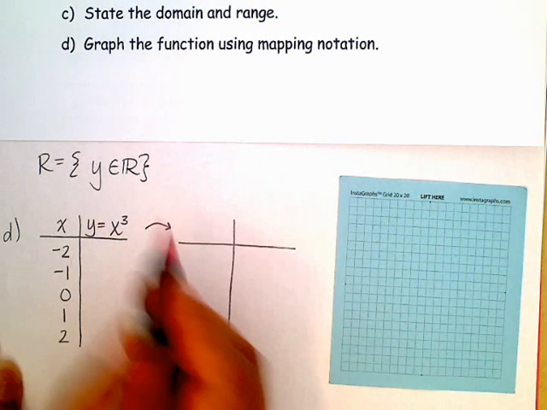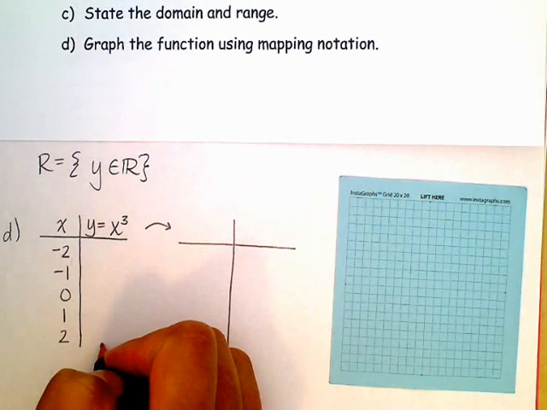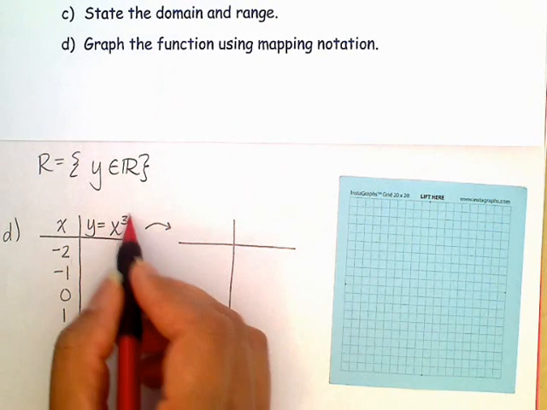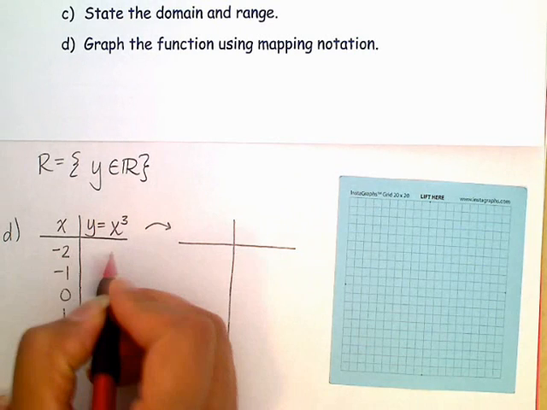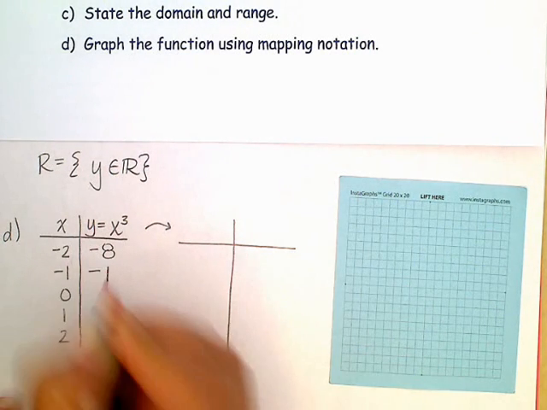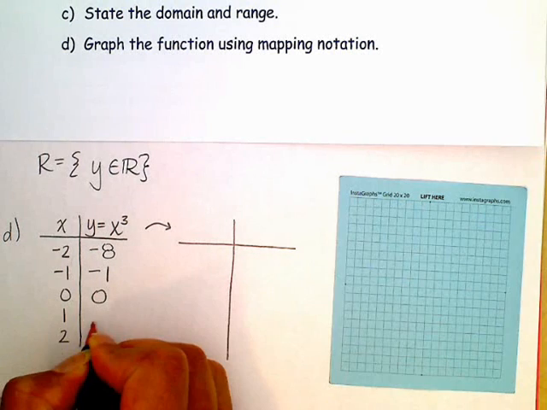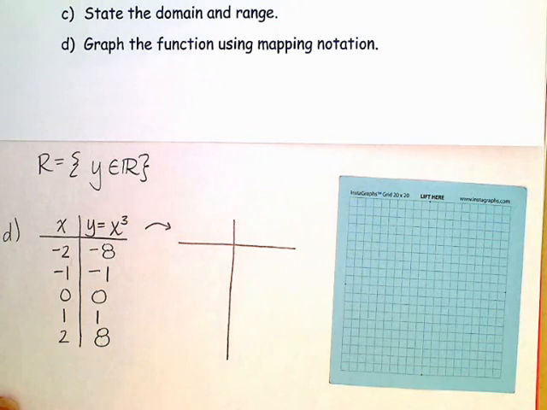And I'm going to determine the corresponding y values just by applying the cubic function that's here. So I have y equals x cubed. Negative 2 cubed would be negative 8. Negative 1 cubed would be negative 1. 0 cubed is 0. 1 cubed is 1. And 2 cubed is 8. So there are my key points that I'm going to start off with.